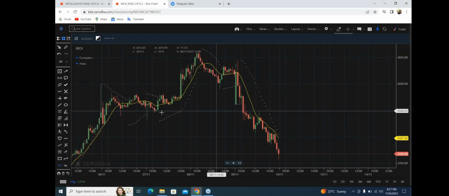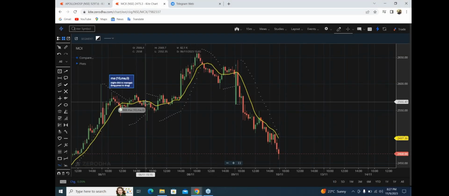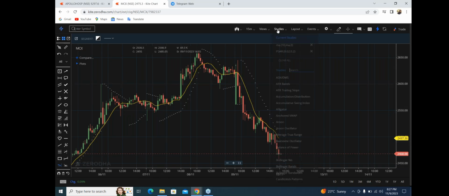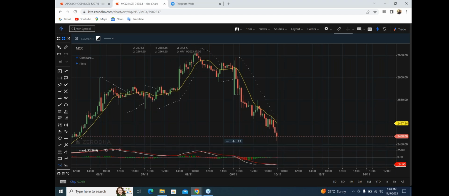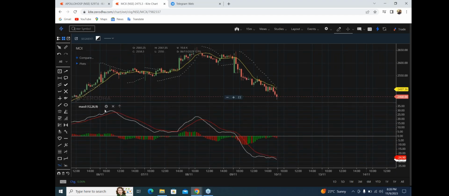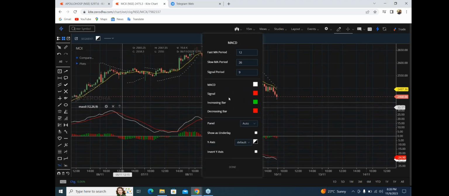If you want, let me try to add an indicator. So MACD. If you type MACD, you'll get this MACD. It's a default setting. I've not changed anything. If anybody wants to take a screenshot, you can take it here.